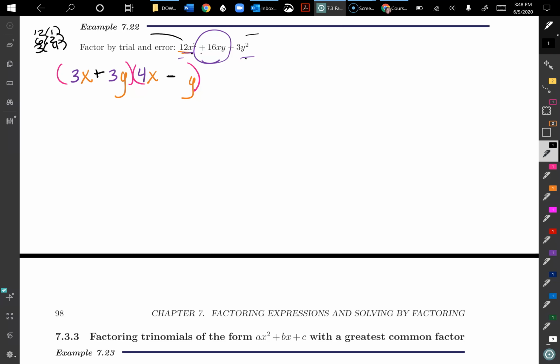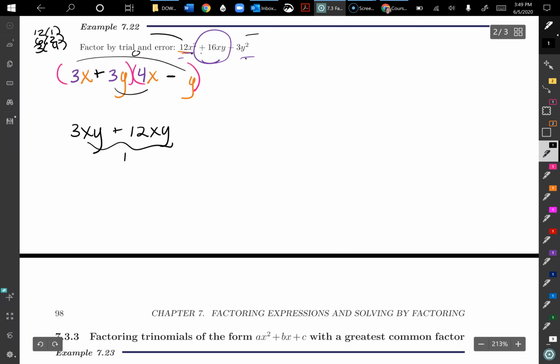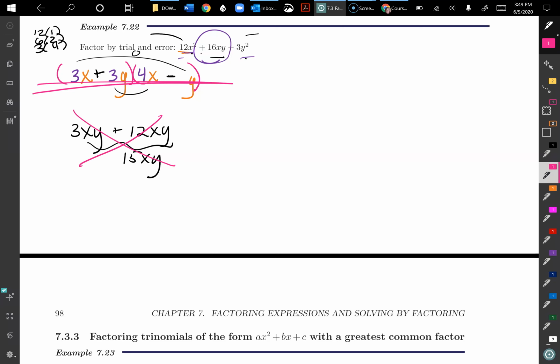So let's do just the OI part here, the outsides and the insides. So the outsides are going to be 3xy, and then my insides are going to be 12xy. So altogether I get 15xy, which is not what I'm looking for. I'm looking for 16xy. So I need to just ditch this one. That one doesn't work. Leave it there though, so I see what your trials are.